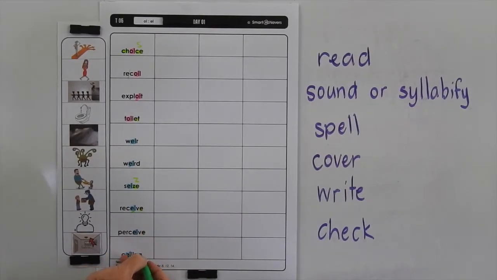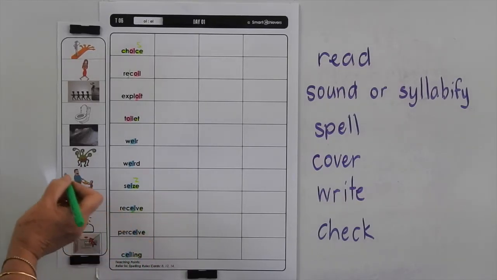Ceiling, we've got the ing on the end there, and we know once again the C is making its soft sound because it's followed by an E, and it will always make its soft sound if it's followed by an E, an I or a Y. We're seeing that happening in a few of the words.